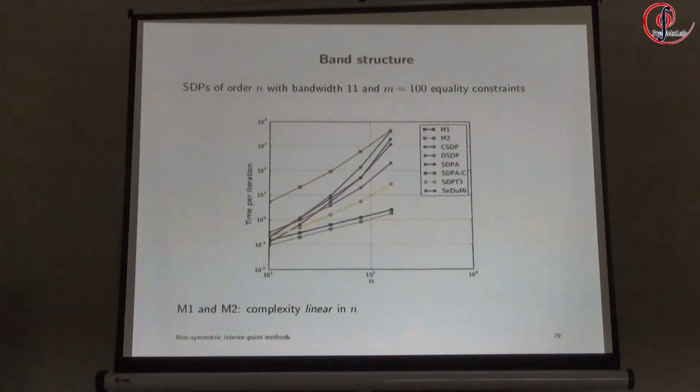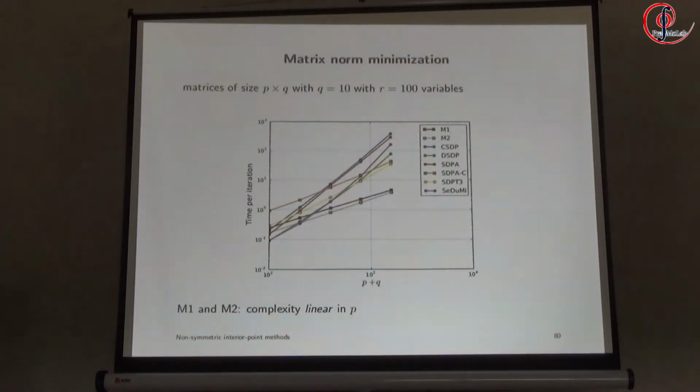First, some chordal patterns. We've seen band patterns are chordal. Here these two are the two versions of this chordal non-symmetric method. These are some of the solvers that I showed before, plus some others. You see in this case you get a linear increase in N for the complexity per iteration, as expected, and for other methods it's higher, quadratic or more. So for a band SDP you get a complexity per iteration that's linear in N, if you keep the other parameters fixed. This is for a matrix norm problem, again with the same observation.